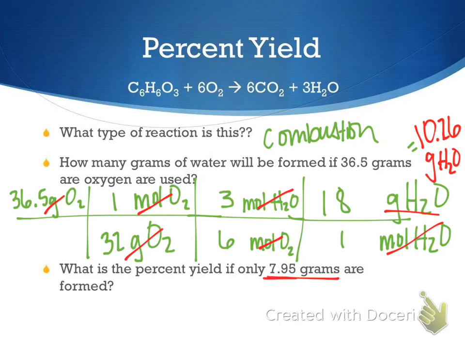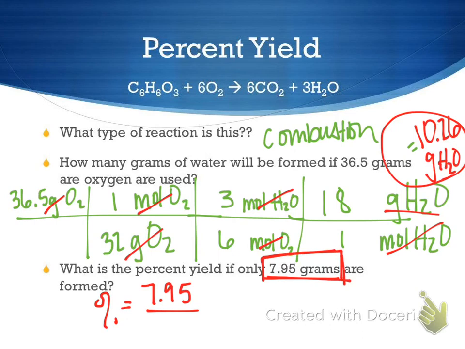Next, it says, what's the percent yield if only 7.95 grams are formed? So 7.95, what is that? Our theoretical or our actual? That's our actual yield. That's saying we went into the lab and we only made 7.95 grams. So if I want to find the percent yield, I take actual, 7.95, over theoretical, which always comes from the T-chart. So I say 10.26, and I get that to a percentage.